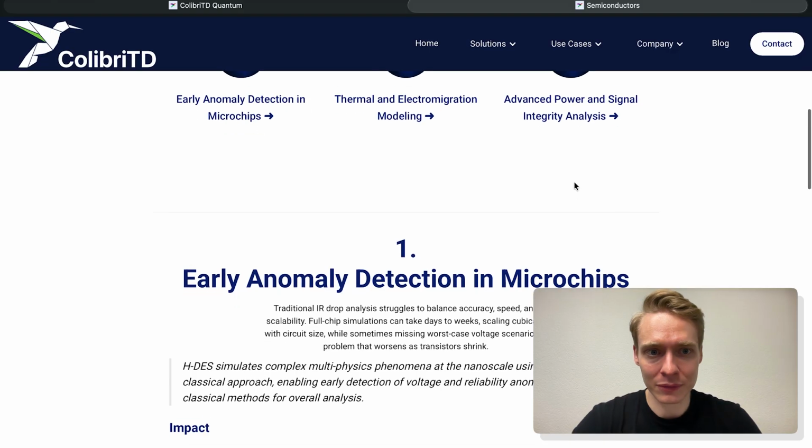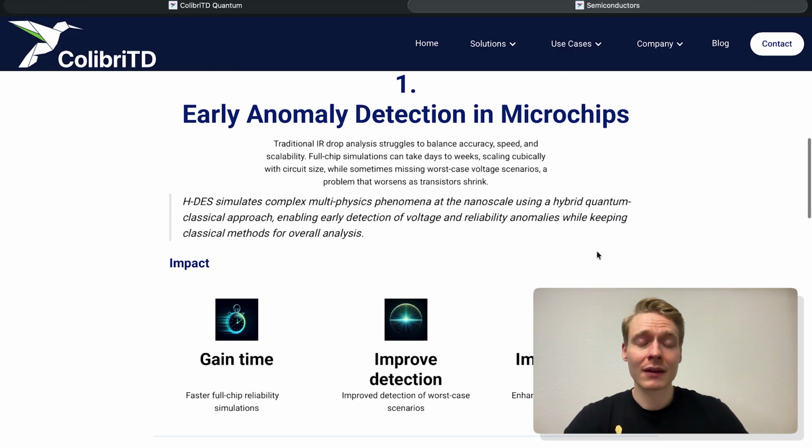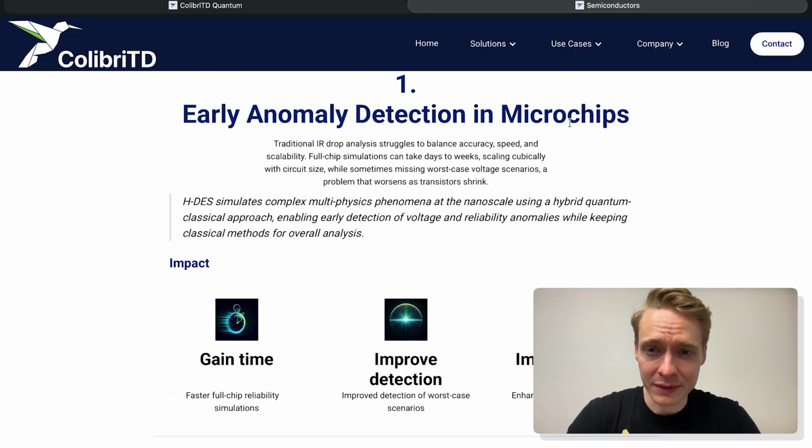And then there are also 3 examples here again. So early anomaly detection in microchips, then thermal and electromigration modeling, and then advanced power and signal integrity analysis. So early anomaly detection in microchips. Traditional IR drop analysis struggles to balance accuracy, speed, and scalability. Full chip simulation can take days to weeks, scaling cubically with circuit size. This sometimes misses worst-case scenarios, a problem that worsens as transistors shrink.